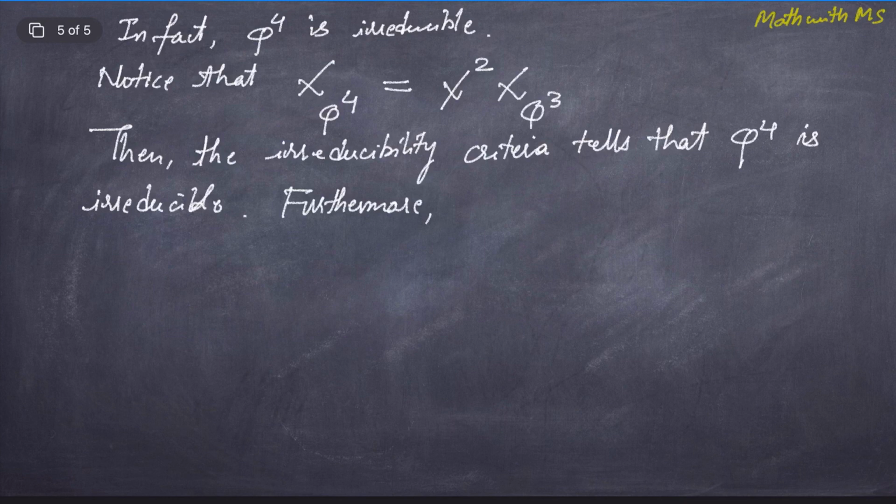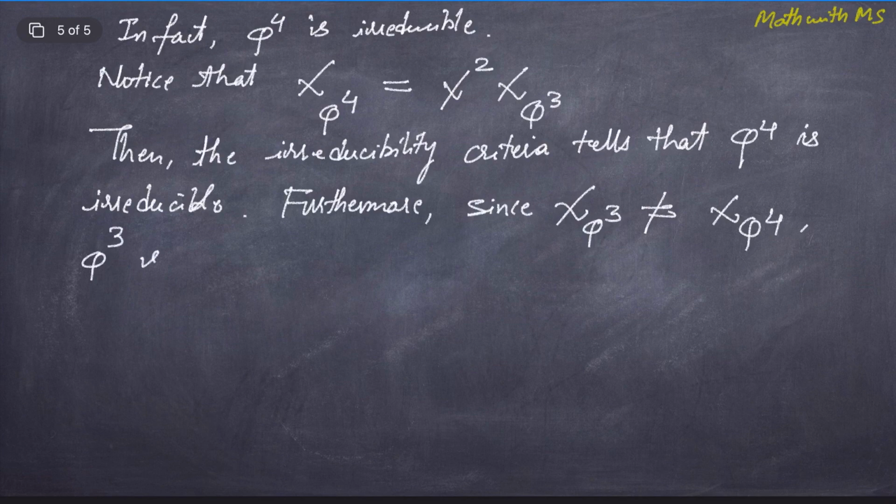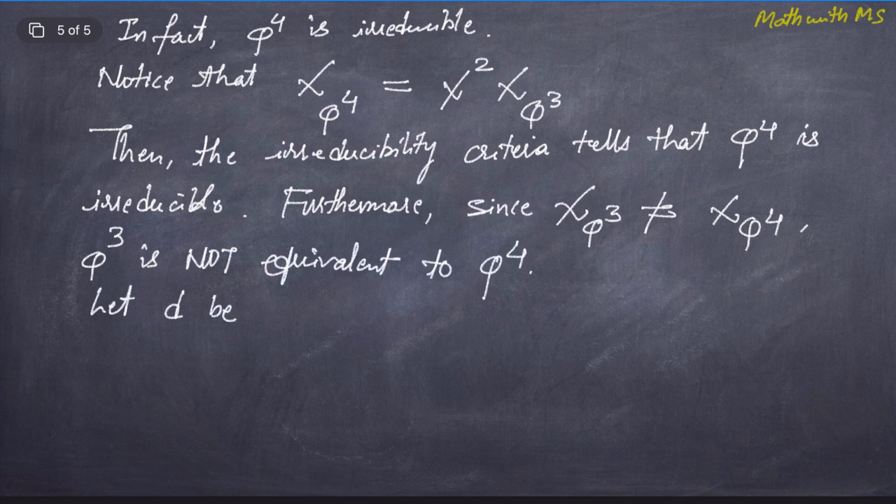Furthermore, certainly phi 4 cannot be equivalent to chi 1 and chi 2, but phi 4 is in fact not equivalent to phi 3, because they have different characters. Further, since the character of phi 3 is not equal to the character of phi 4, they cannot be equivalent. Phi 3 is not equivalent to phi 4. We know that S4 admits 5 inequivalent irreducible representations, of which we have found 4.